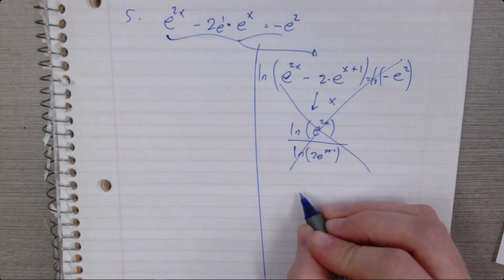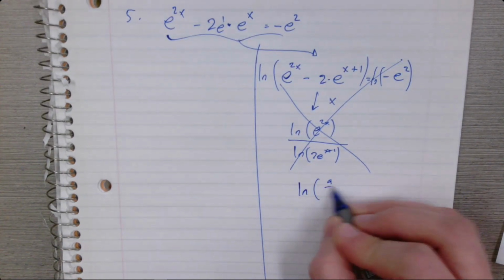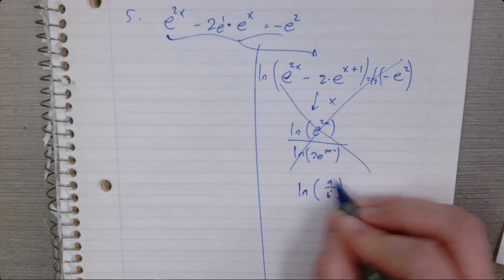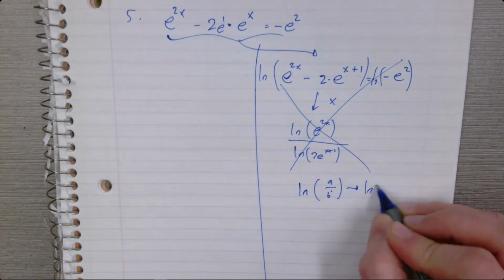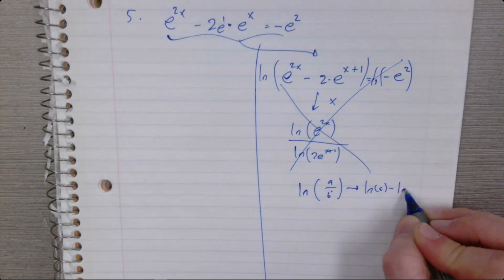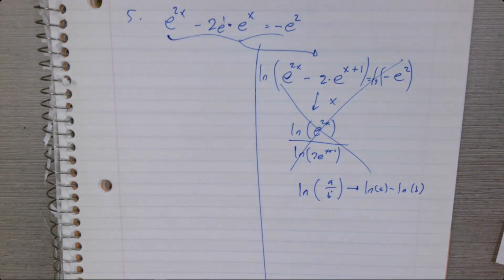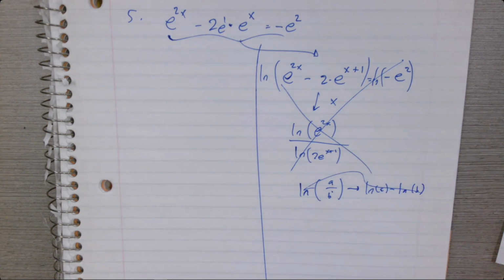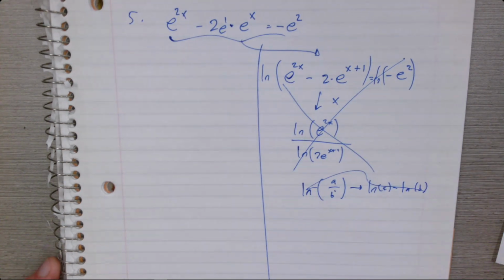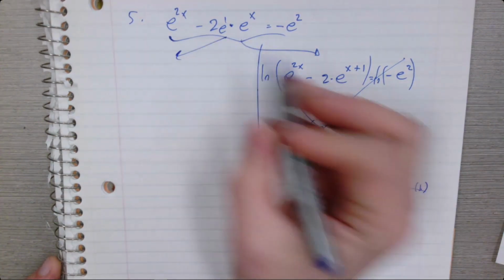The simplification rule would look something like this. Natural log of a over b, so division on the inside, produces natural log a minus natural log b on the outside. But that's not what we have up here. So it seems like this approach is one I'm not feeling terribly optimistic about. So let's do this instead.